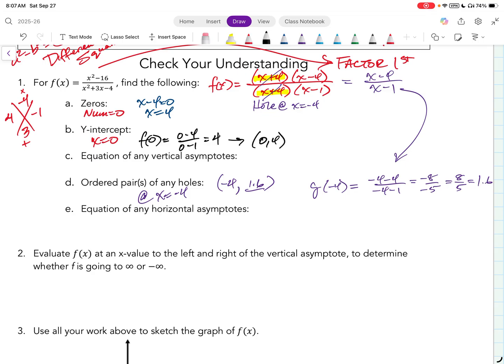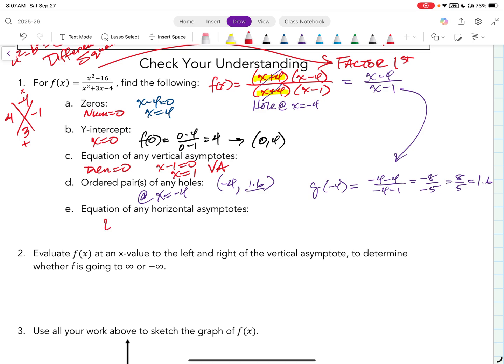Equation in the vertical axis, asymptote, excuse me. Okay, you want to set the denominator equal to 0. All right. And so that right there, when is x minus 1 equals 0? Well, it's at 1. So we have a vertical asymptote at x equals 1.